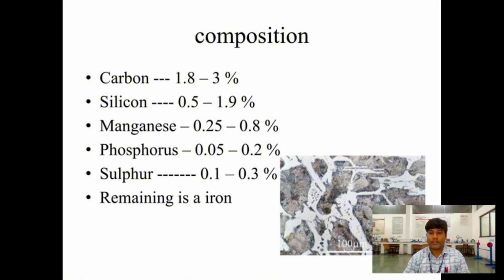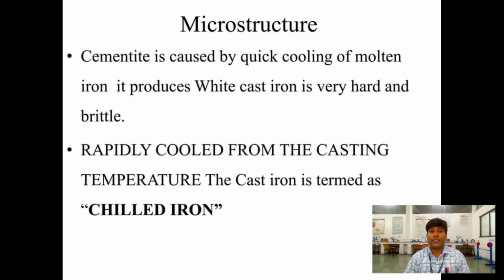Here in the microstructure, you will see that white appearance, so this is white cast iron. Cementite is caused by quick cooling of molten iron. It produces white cast iron, which is very hard and brittle. Rapidly cooling from the casting temperature, the cast iron is termed chilled iron.